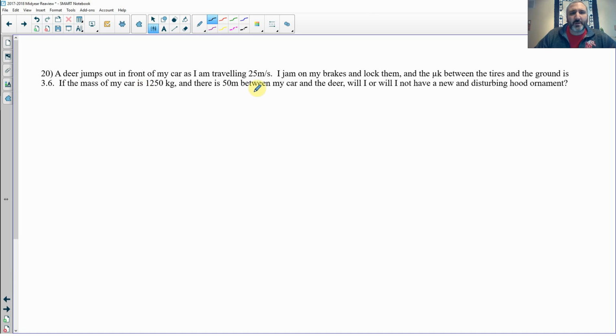Deer jumps out in front of my car as I'm traveling 25 meters per second. I jam on my brakes and lock them with the mu between the tires and the ground is 3.6. The mass of my car is 1,250 kilograms, and there's 50 meters between my car and the deer. Will I or will I not stop before the deer? Okay. So this has two pieces to it. First piece it has is this whole forces thing. And then the second piece is the kinematics.